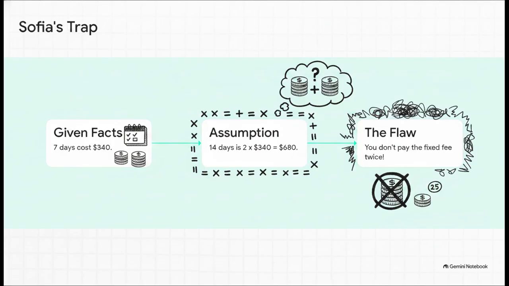First, she knew 7 days cost $340. From there, she reasonably assumed 14 days is simply double that amount, arriving at $680. But here is her fatal flaw. By just multiplying the final cost, Sophia accidentally paid that $25 fixed booking fee twice.